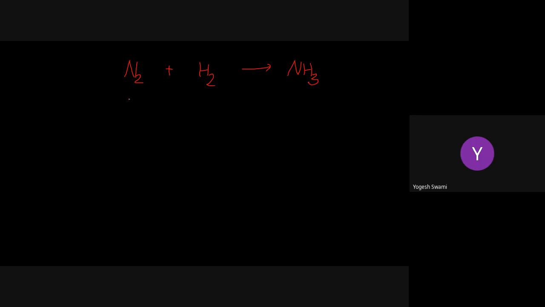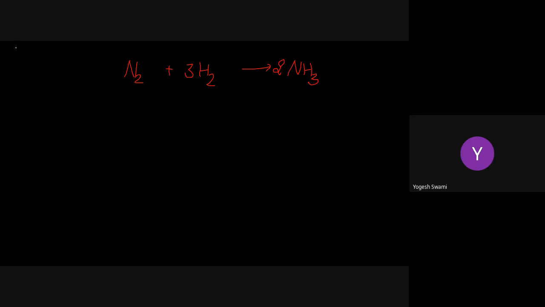In this equation, on this side there are 2 nitrogen atoms, on this side only one. So we multiply this NH3 by 2. On this side we have 6 hydrogen, on this side 2 only. So we multiply by 3. Now this equation is balanced. In front of this nitrogen nothing is written, so we understand that 1 is there.